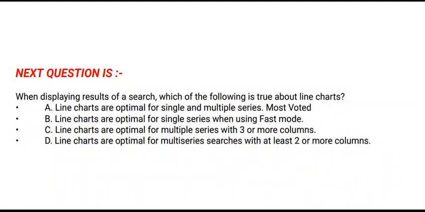Next question is, when displaying results of a search, which of the following is true about line charts? Options are option A, line charts are optimal for single and multiple series most voted. Option B, line charts are optimal for single series when using fast mode. Option C, line charts are optimal for multi-series searches with at least two or more columns. The correct option is option A.